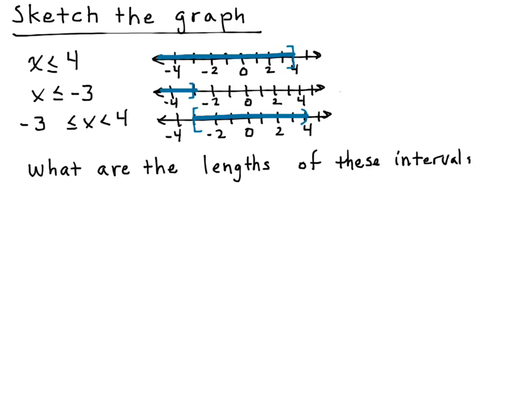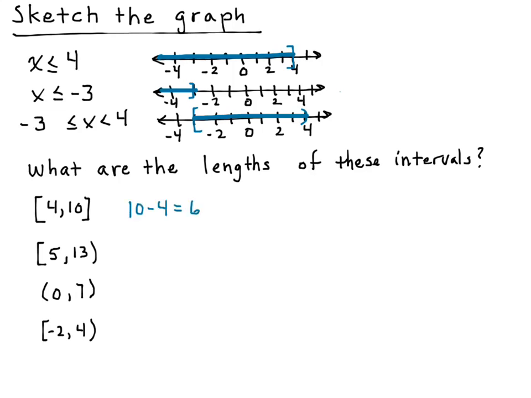Okay, so let's look at what the lengths of these intervals are. We'll look at some intervals here. And remember, earlier when I was talking about absolute values, we were talking about distances as always being positive, right? So we take the difference between the two, and we end up with a positive number. So when we have something like 4 to 10, you take the larger number, subtract the smaller number, and you get 6.